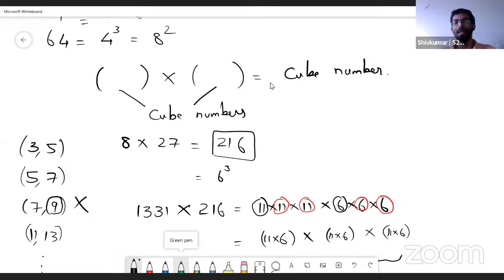Now, what if both of these cube numbers are the same? If I put the same cube number, say C here and C here, then the answer is of course a cube number. But C into C is also a square number, isn't it? So C into C is a square number because it is C square. And product of two cube numbers is also a cube number, which we have seen. Now I'll pause here again for some time.